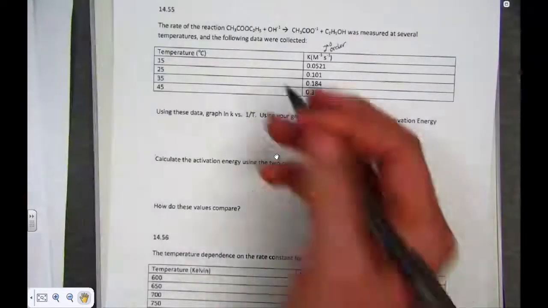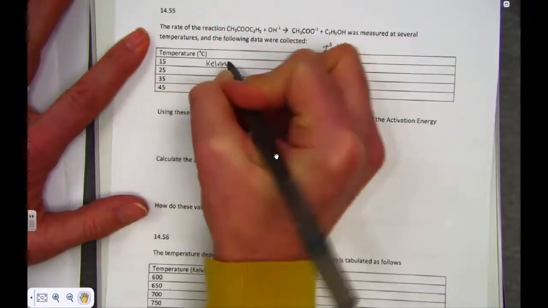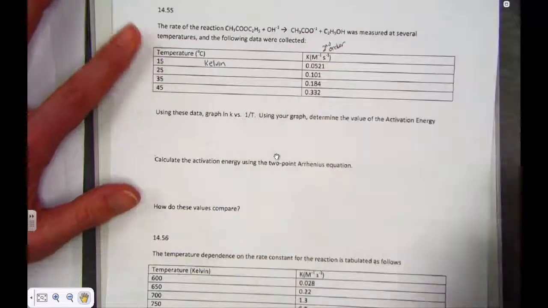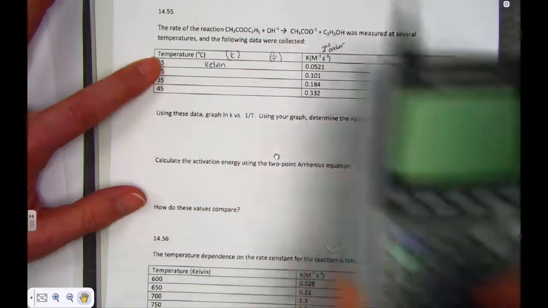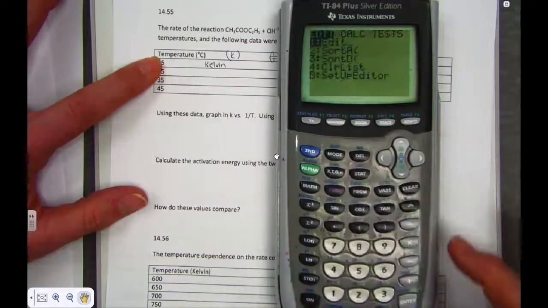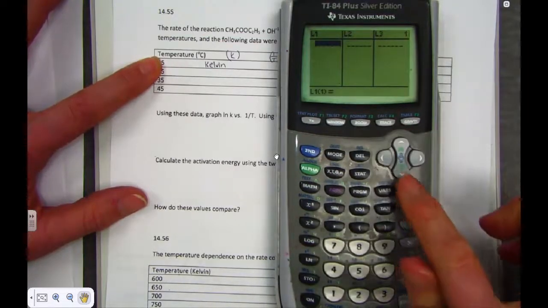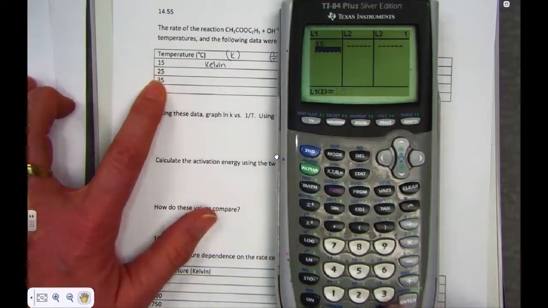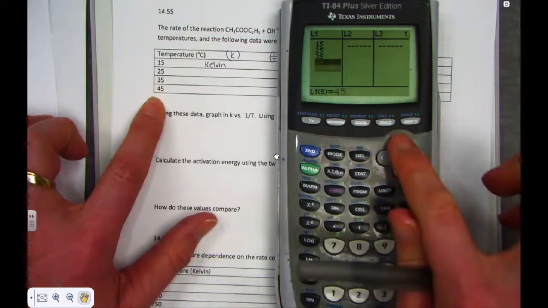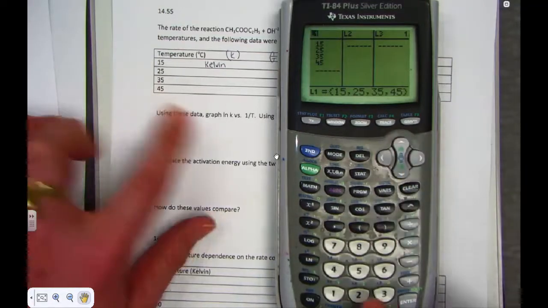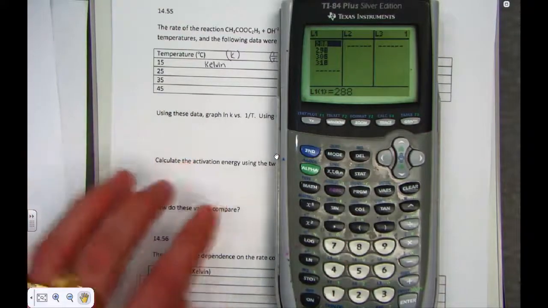So we need to generate some lists. First of all, I know I need the Kelvin temperatures, and then ultimately I need the reciprocal of those Kelvin temperatures. So we'll need Kelvins and we'll need the reciprocals. So into my list 1, and if anything is there, just clear it out, I'm going to type in as it is. List 1 is 15, 25, 35, 45. But I'll put my cursor back up on list 1 and I'll say list 1 plus 273. Now I have flipped them into Kelvins.